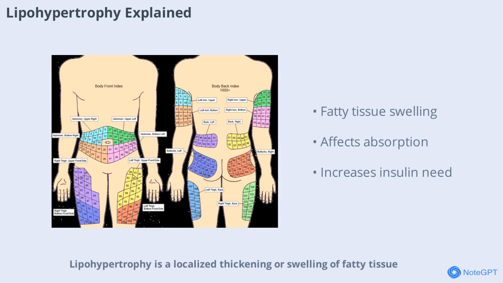Lipohypertrophy is a localized thickening or swelling of fatty tissue that occurs due to repeated insulin injections in the same spot. This condition can make the skin feel rubbery or lumpy and may be visible or palpable. Lipohypertrophy not only affects the appearance of the skin, but also interferes with insulin absorption, leading to unpredictable blood sugar levels and increased insulin requirements.